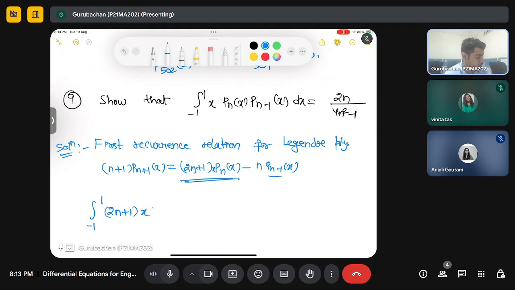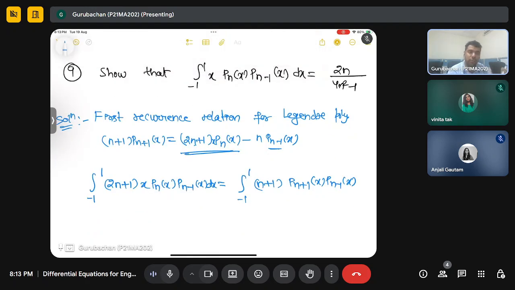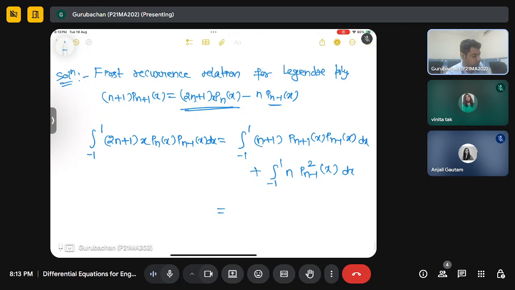So you will get (2n plus 1) times the integral from minus 1 to 1 of x Pn(x) Pn minus 1(x) dx is equal to the integral from minus 1 to 1 of (n plus 1) Pn plus 1(x) Pn minus 1(x), since I have multiplied the whole equation with Pn minus 1 and integrated from minus 1 to 1, plus the integral from minus 1 to 1 of n times (Pn minus 1(x)) squared dx, on both sides.